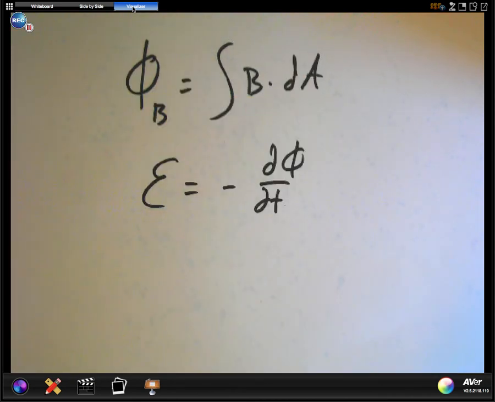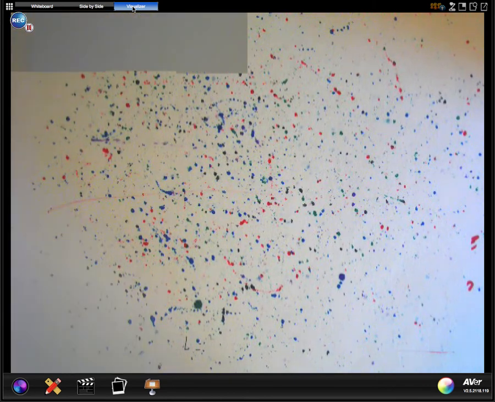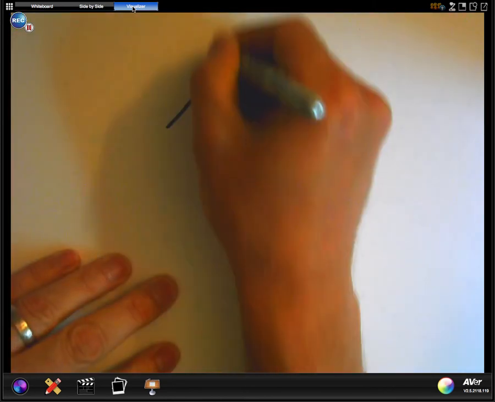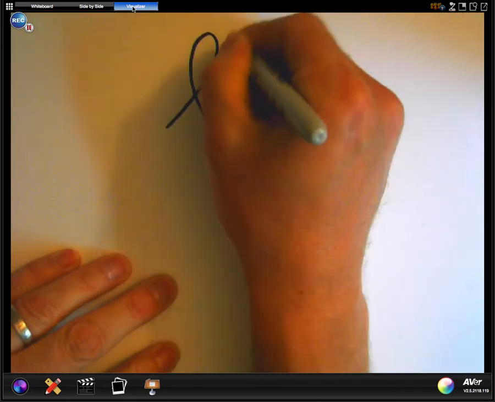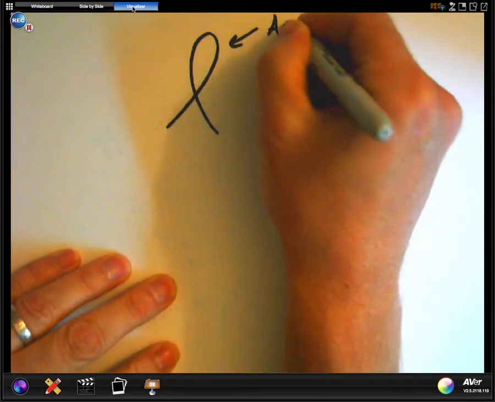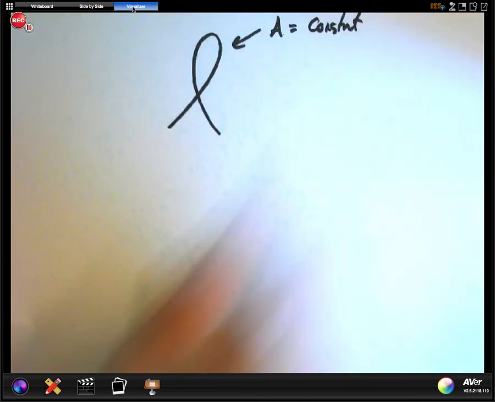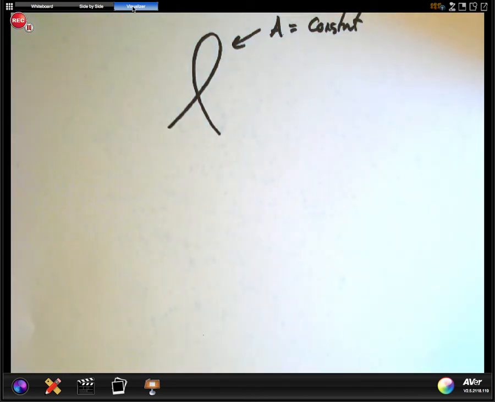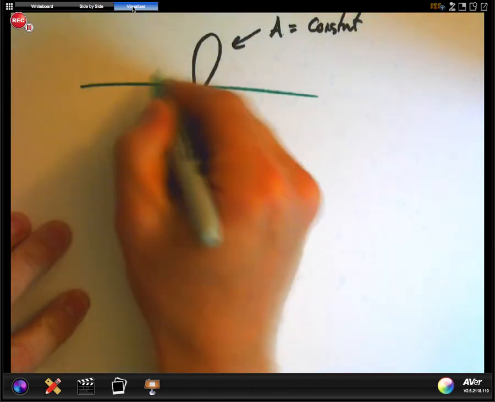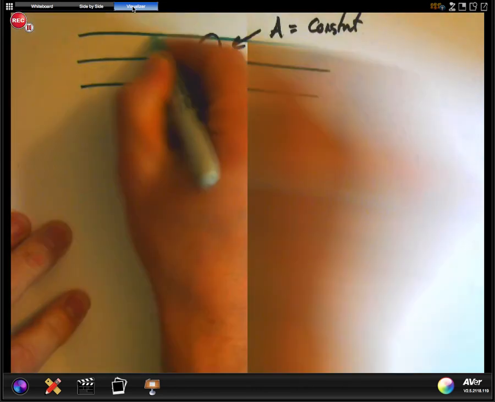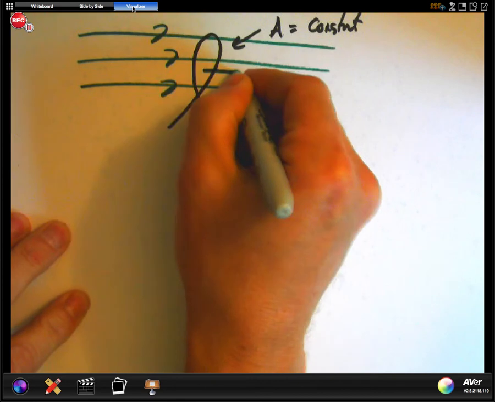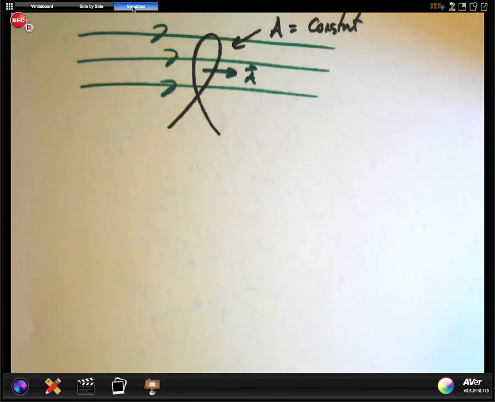Let's imagine for a second that we've got a loop that's got a specific area. So let's say we've got this loop like this, and let's say that this area of our loop is a constant value. And what we'll do is we'll place a magnetic field. It's going to be parallel to the area vector for that loop, like so.